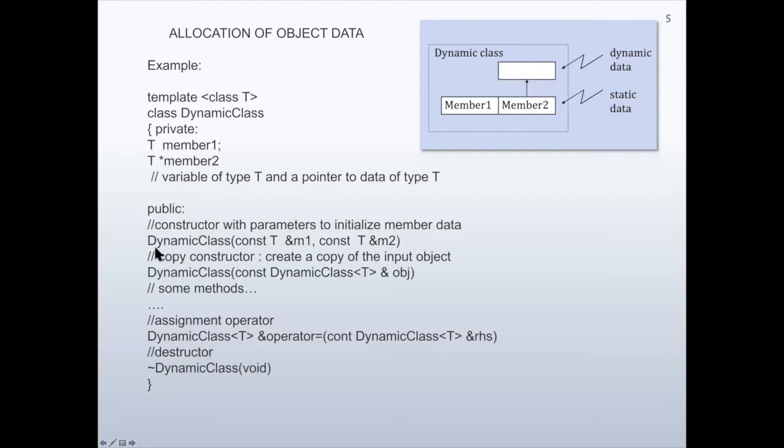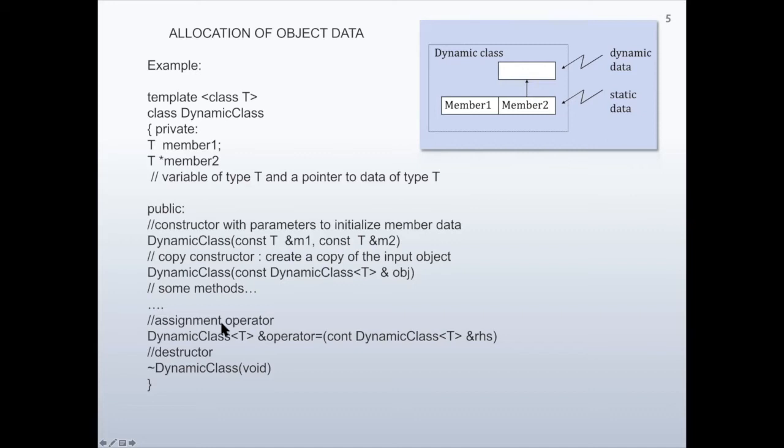We have a copy constructor in addition to the constructor given here. This is to create a copy of the input object. When the copy constructor is called, an object is created whose initial data is the same as the one stored in the obj. And notice that this argument obj is of type dynamic class of T, and it is a reference and it's a constant. There may be some other methods.